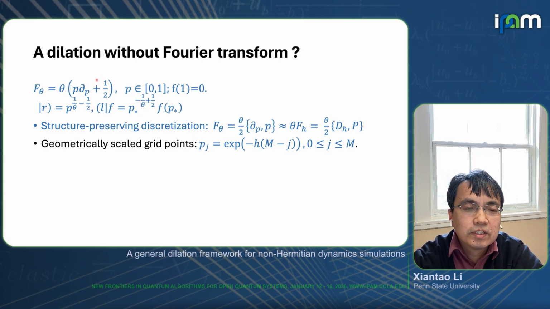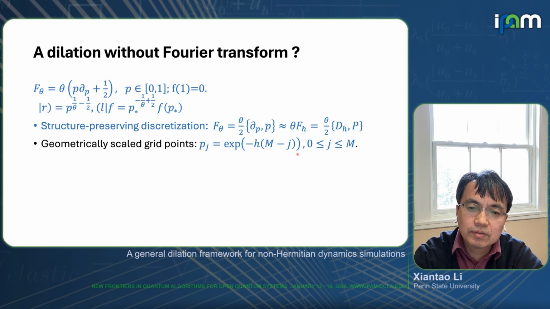Now, for the spatial discretization, you can use uniformly spaced grid points. You can also use a non-uniform distribution of the grid points. And here I'm choosing a particular choice where the spacing is exponentially scaled toward the right.